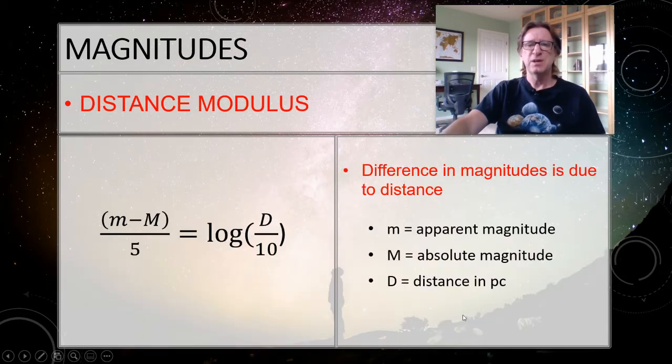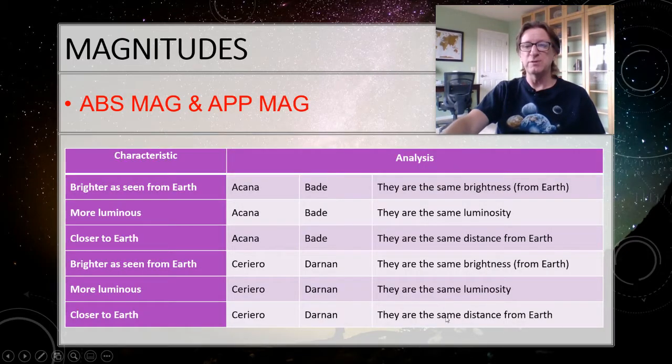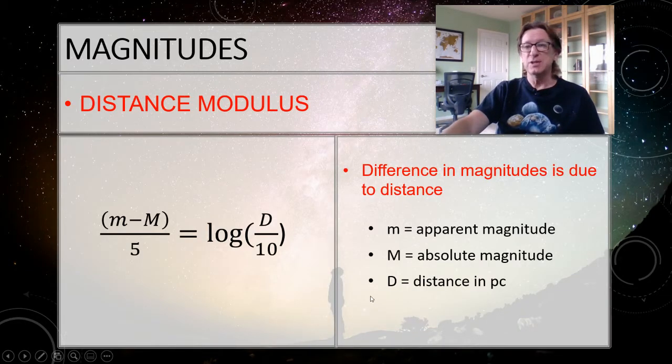All right. So the distance modulus allows us to actually calculate a distance. Now, using this chart, you were able to figure out which one was closer, and sometimes that's enough. But a lot of times you're going to need the actual distance. And so this formula here we call the distance modulus. And little m is the apparent magnitude of the star. Big M is the absolute magnitude of the star. D, as always, is the distance in parsecs from that.